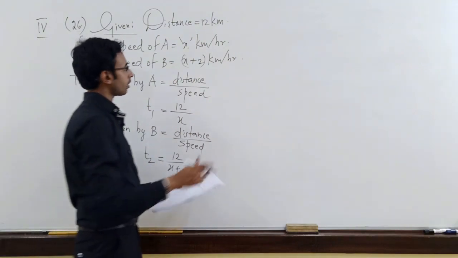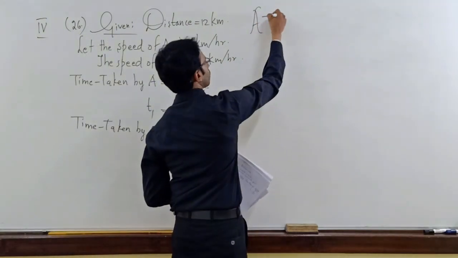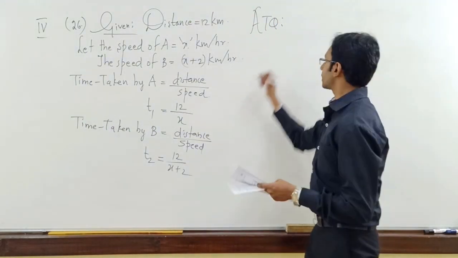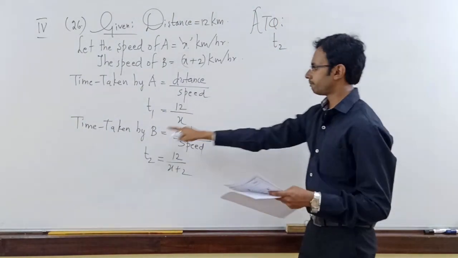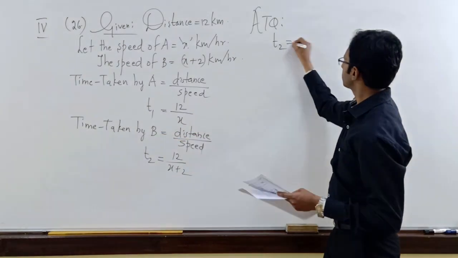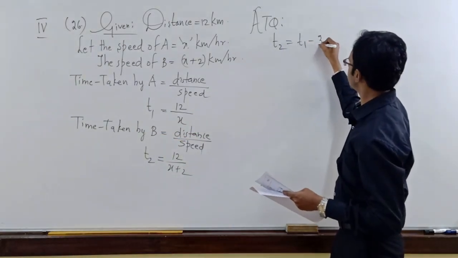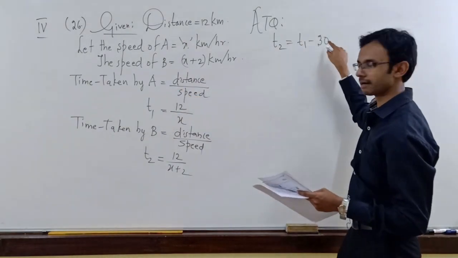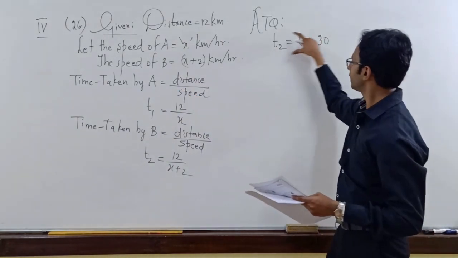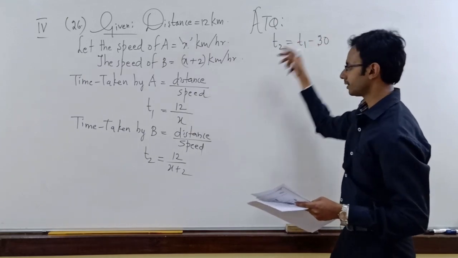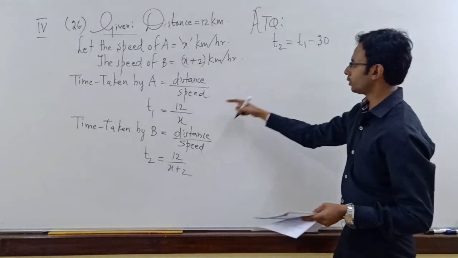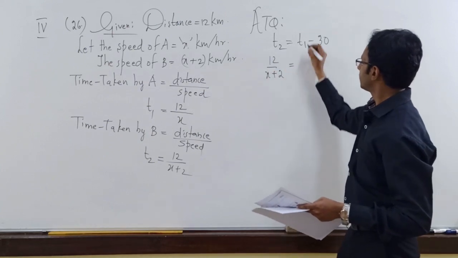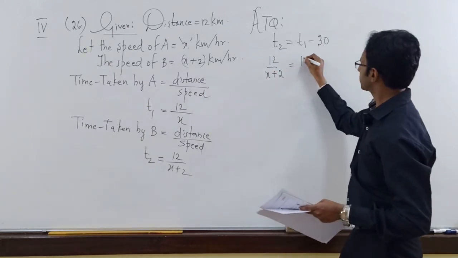According to the question, they are saying that the time taken by person B is 30 minutes less than the time taken by A. So T2 is equal to T1 minus 30. The most important thing is that if you are able to find this, then equation framing is easy. T2 is 12 divided by x plus 2. T1 is 12 divided by x.